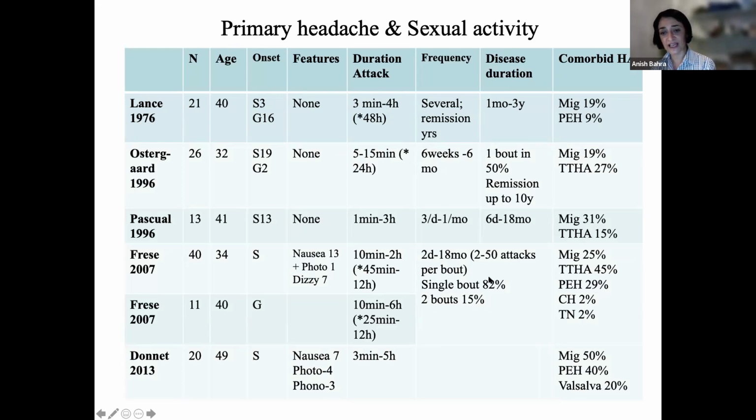What's interesting is that 82% have a single bout and fewer have more than one bout, which is probably why we don't see this very much. And again, what you see here is the comorbid headache disorders, much higher than the population prevalence. And with sexual headache, there are case reports, one in a mother and daughter, and then one in 4 siblings who all had sexual headache.